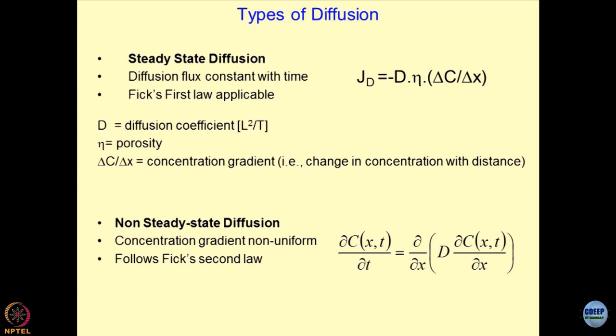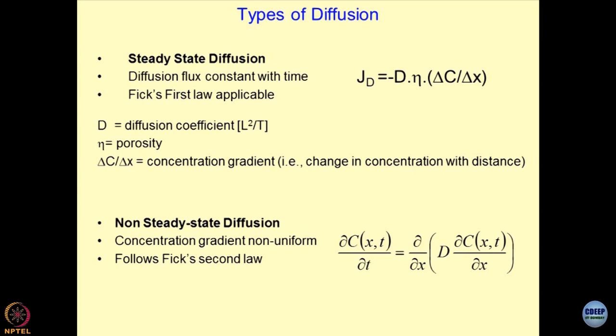Now, there are different types of diffusive contaminant transport processes, and we talk about steady state diffusion, where the diffusion flux is constant with time, and this is where Fick's first law is applicable. I am sure you must have studied Fick's law. Do you find this equation somewhere in geomechanics? Jd is the diffusive flux, and the minus sign corresponds to the concentration of the chemicals decreasing with respect to x. Eta is the porosity of the porous media, and del C by del x is the concentration gradient.